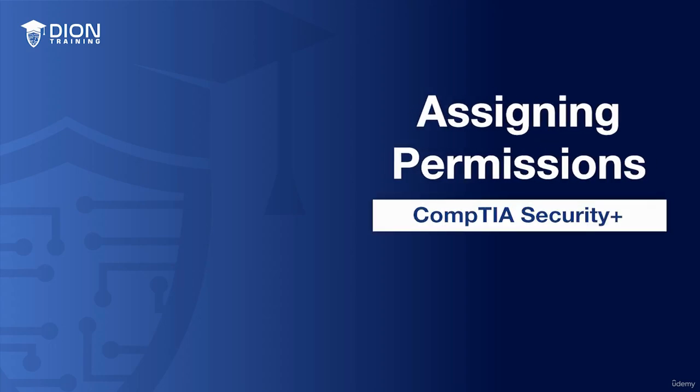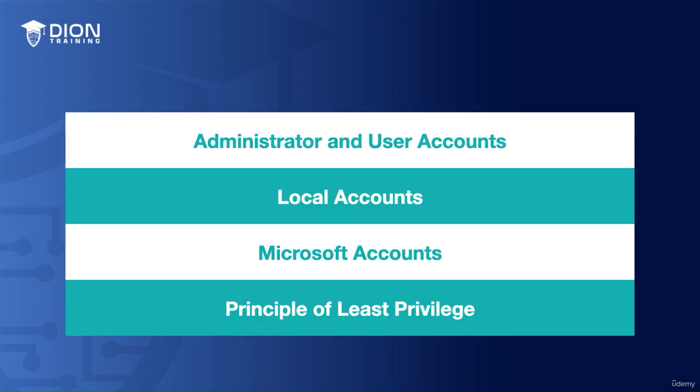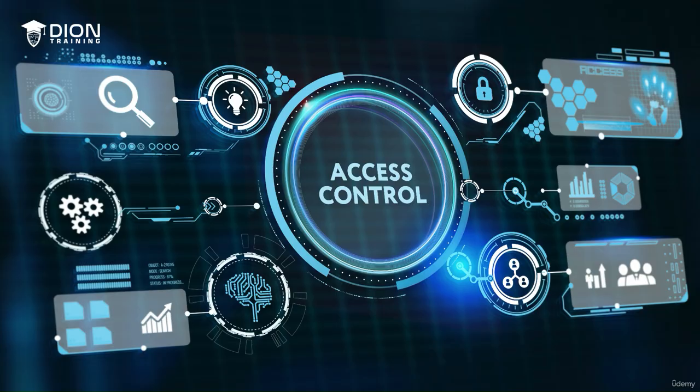In this lesson, we will be discussing information regarding access control and permissions. We will cover administrator and user accounts, local accounts, Microsoft accounts, and the importance of applying the principle of least privilege. Understanding how access control and permissions work on a computer system is fundamental to ensuring data security and integrity.